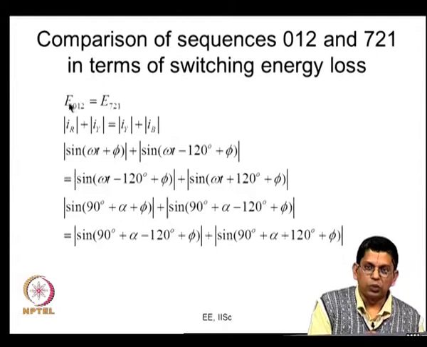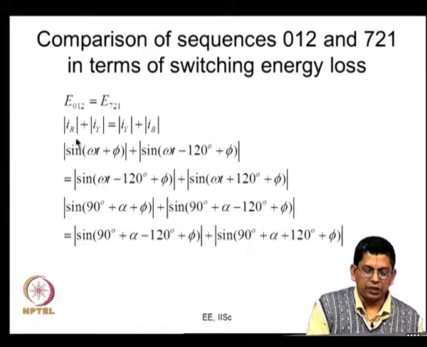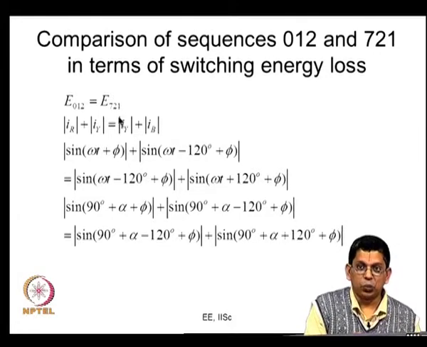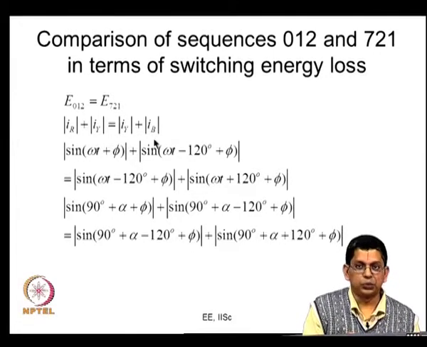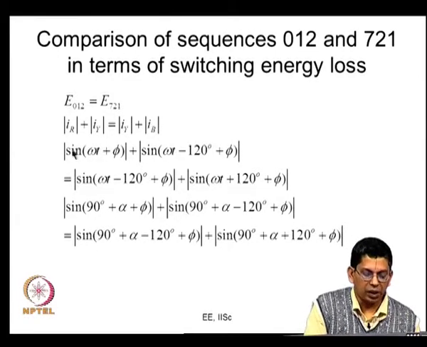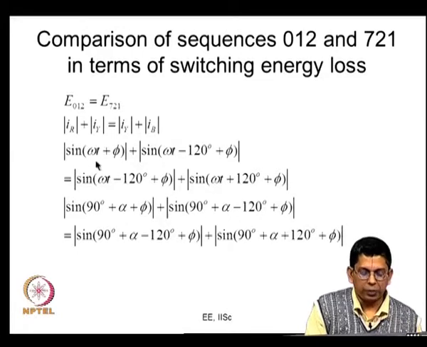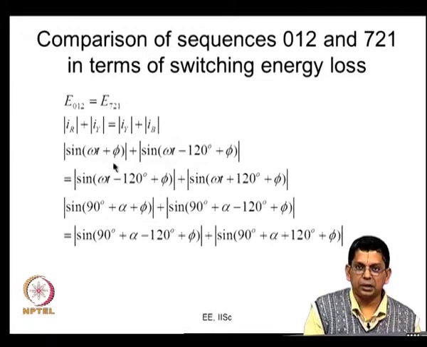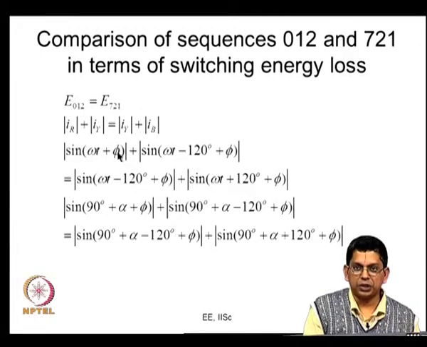So, this E012 is actually given by the unsigned value of IR plus IY, and this loss, if you are applying 7 to 1, you are switching Y phase and B phase, you are not switching R phase. So, the loss is given by the unsigned value of IY plus unsigned value of IB. Now, what is unsigned value of IR? It is sine of omega t plus phi. I am taking this phi as the power factor angle. If phi is negative, you can call it lagging power factor. If phi is positive, you can call it as leading power factor.